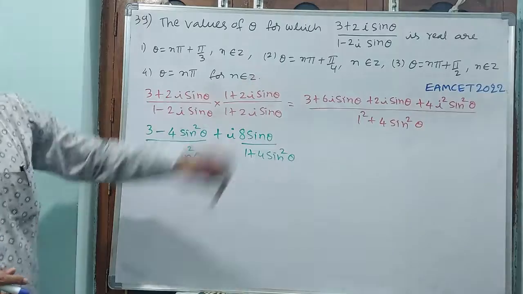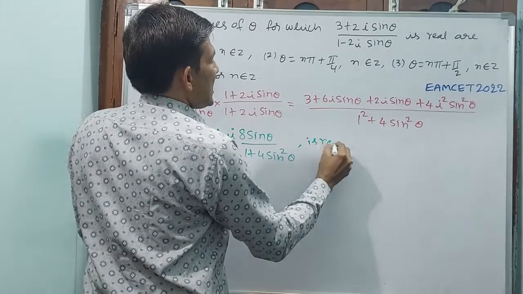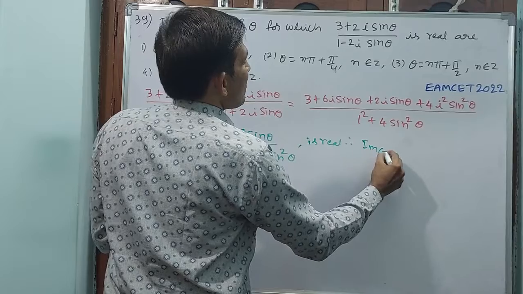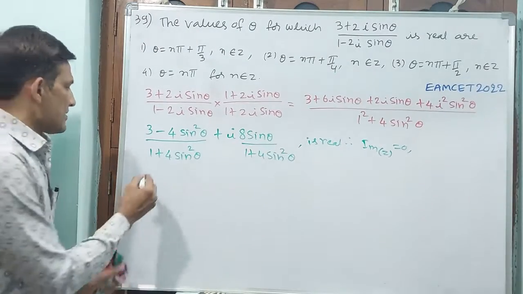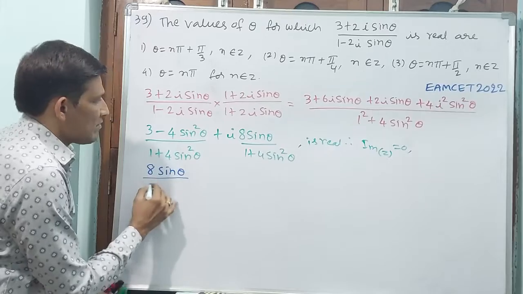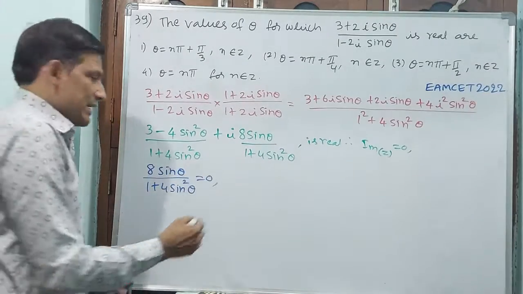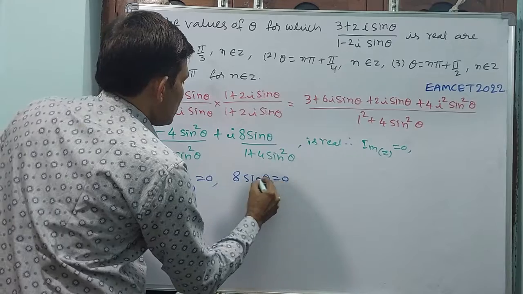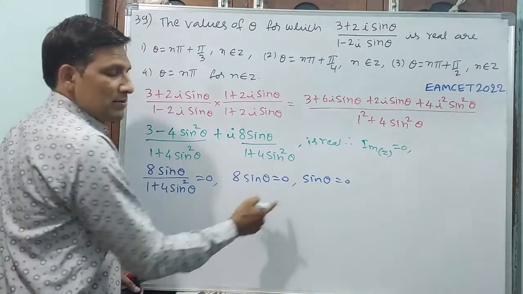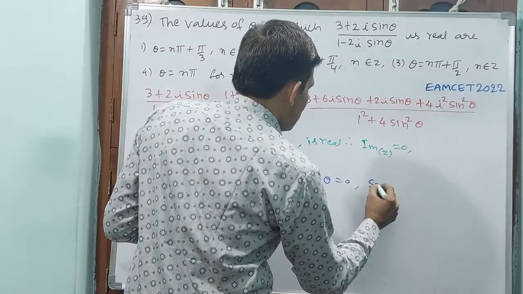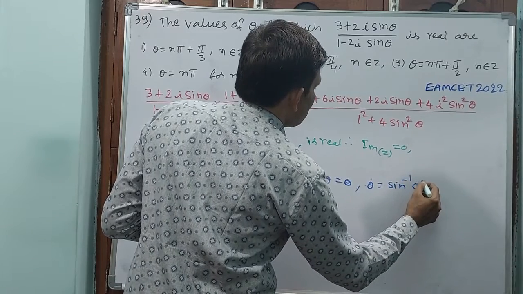Okay, now wait. They are giving, this is a real part, only real number. That means imaginary part is 0. Write down. z is real, therefore imaginary part of z is equal to 0. Imaginary part of z is equal to 0 means what I have to do? This is the imaginary part: 8 sin theta divided by 1 plus 4 sin square theta is equal to 0. Now you send the denominator that side. 8 sin theta is also 0. 8 sin theta 0 means sin theta is also 0. 8 you send the denominator. Sin theta 0 means theta is equal to sin inverse 0, 0 degree or 0 pi.